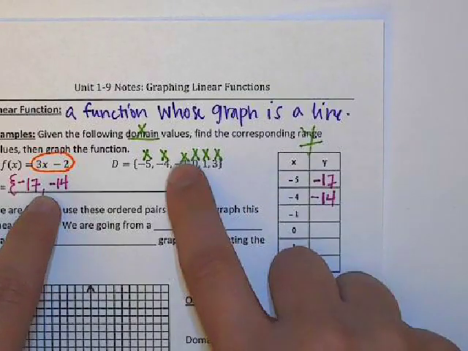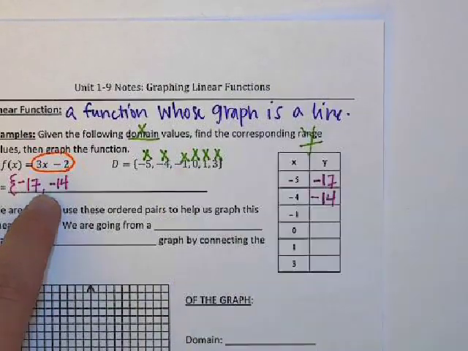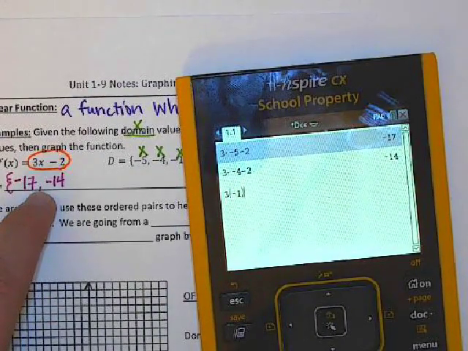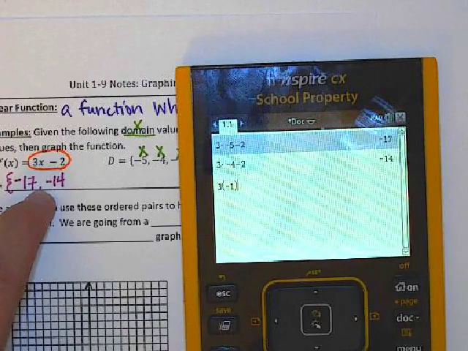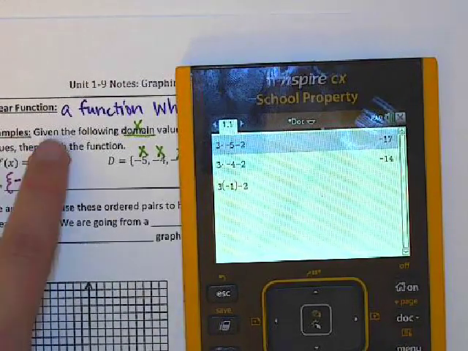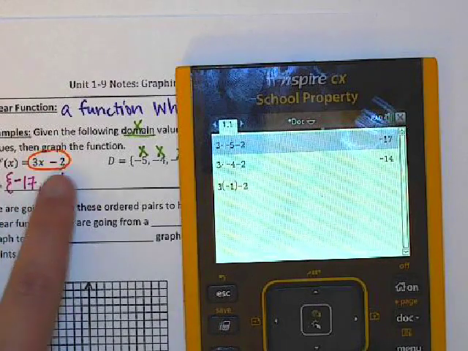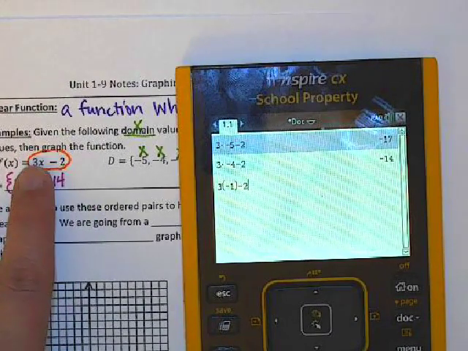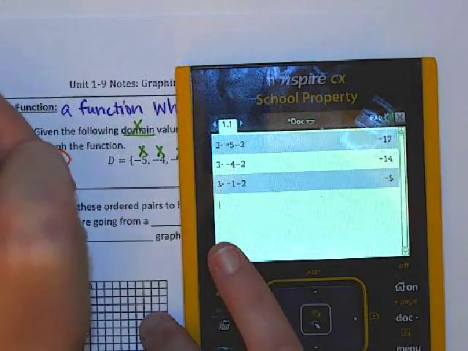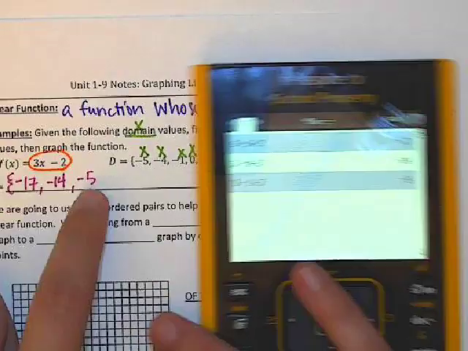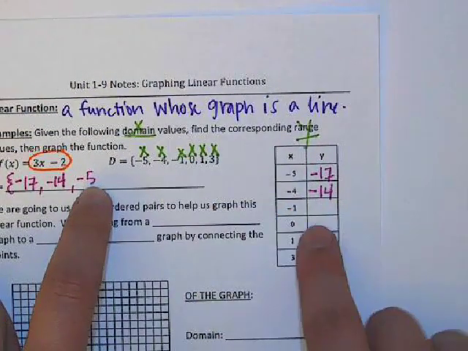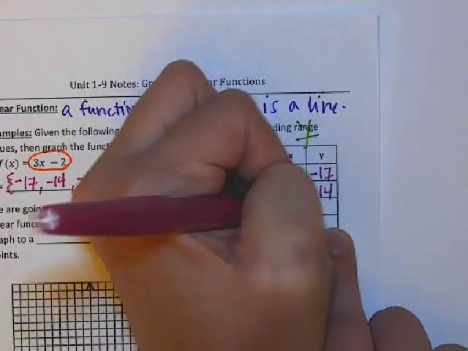And then I'm going to sub in my next bench warmer, which is negative 1. And when he goes into the game, he's got to have a helmet on. Minus 2. Does everybody see where I'm plugging it into this equation? Instead of writing x, I put the number, the bench warmer. And I get? Negative 5. Good. And that represents my y. So when x was negative 1, my y was negative 5.